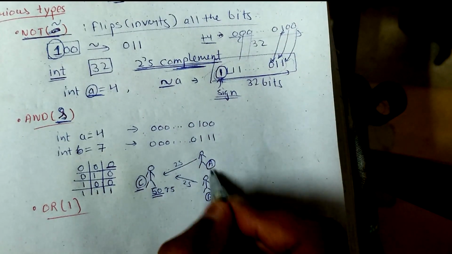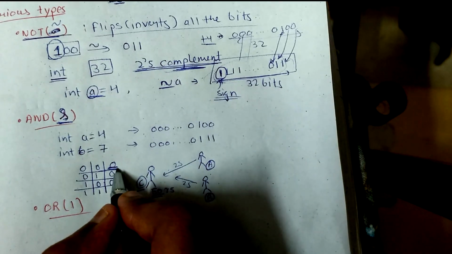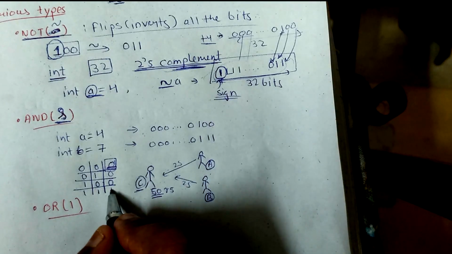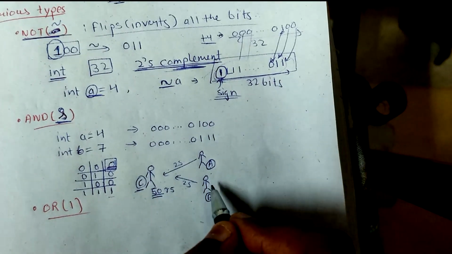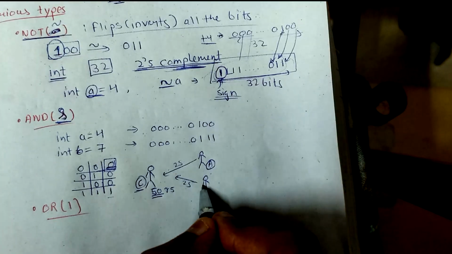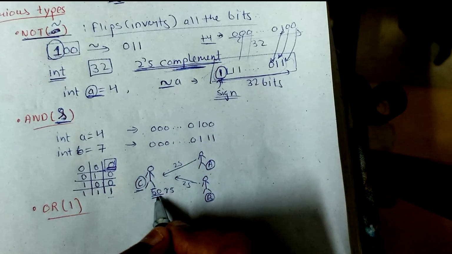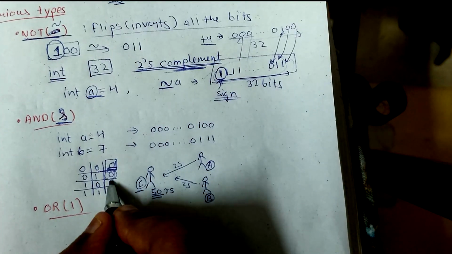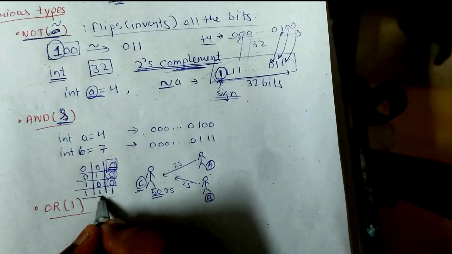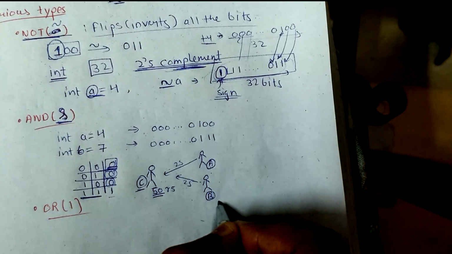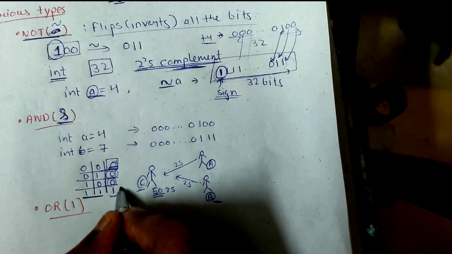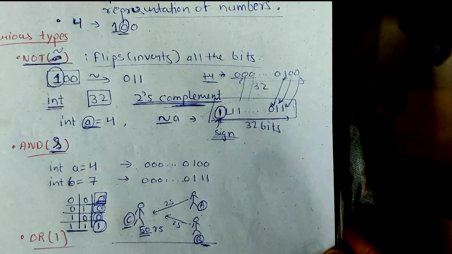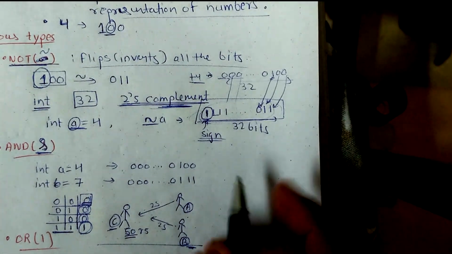So if none of them gives you rupees, your need is not going to get fulfilled. 0 means need not fulfilled. 1 means your need is fulfilled. So if only one of them gives, still you will need 25 rupees more. So still your need is not going to get fulfilled. But if both of them give, A gives and B gives, then your need is going to get fulfilled. So this is an analogy or an example for bitwise AND.